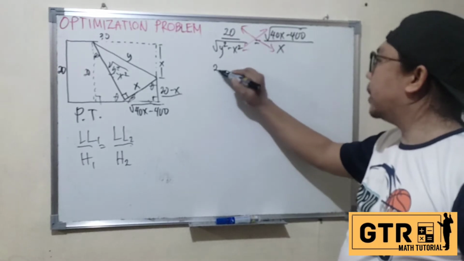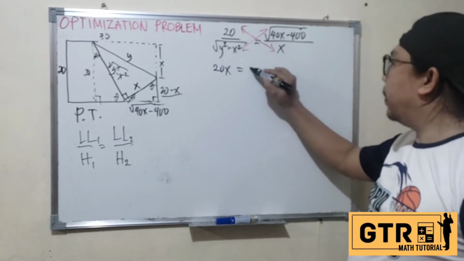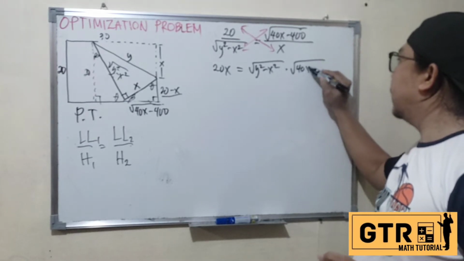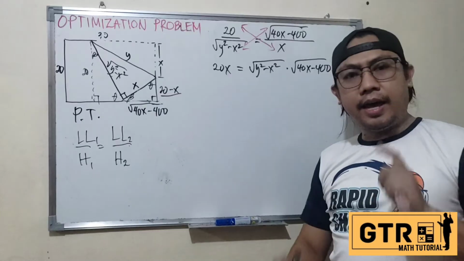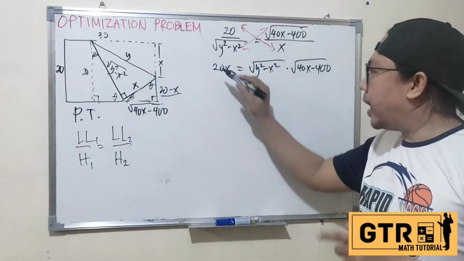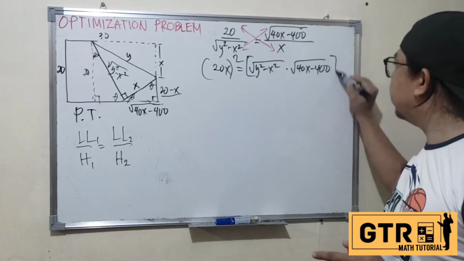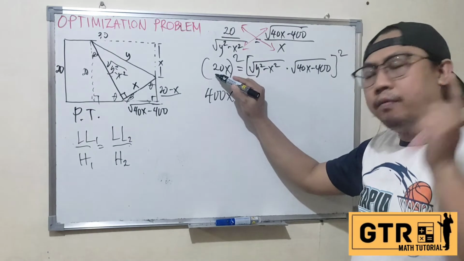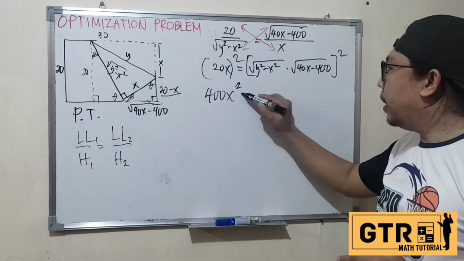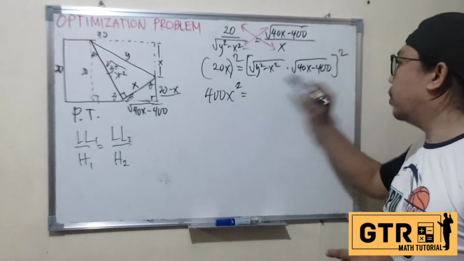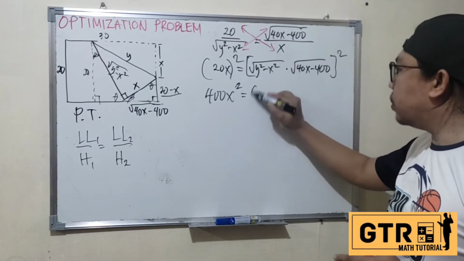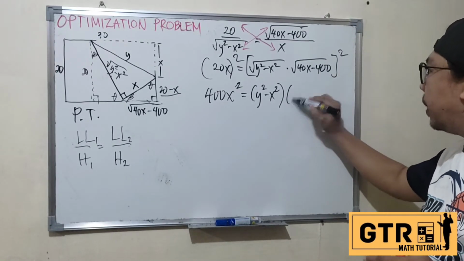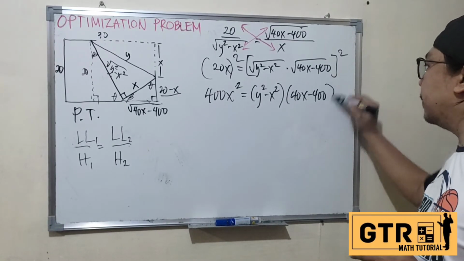So we have 20 times x, so that is 20x, equals the square root of y squared minus x squared times the square root of 40x minus 400. Then, let's eliminate the radical by squaring both sides of the equation. We have 400x squared, 20 times 20 is 400, x times x is x squared, equals the square of the square root, so simply y squared minus x squared, and then the square of the other square root, so we have 40x minus 400.